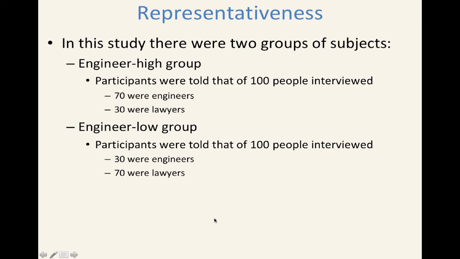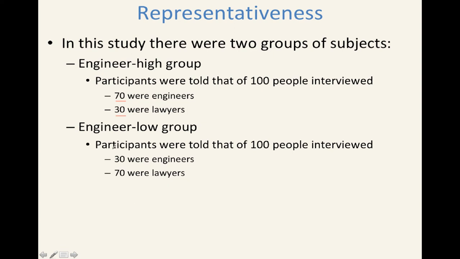But what if we add numerical information? What if we actually told you the probability? And that's what they did. They divided their participants up into two groups. One group was told that out of a group of 100 people that were interviewed, 70 were engineers and 30 were lawyers. This is the engineer high group. In other words, there are more engineers in this group.